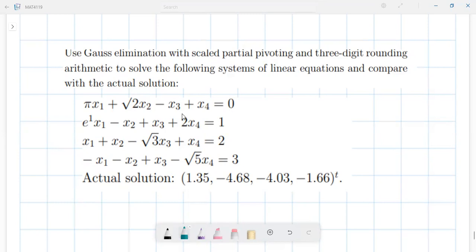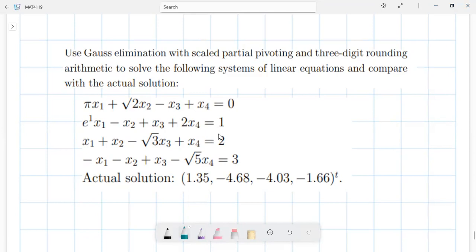According to the actual solution, we're given the value of x1 as 1.35, x2 as -4.68, x3 as -4.03, and x4 as -1.66. So we need to make sure that in our solution, we shouldn't deviate much from the actual solutions. Okay, so let's get started.